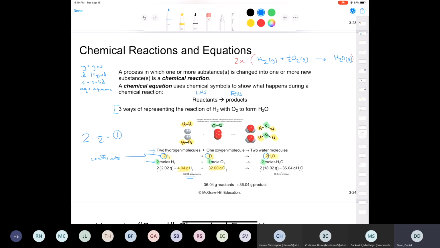Now look at water. The molar mass of water is 18.02, and we ended up with 2 moles of it. Look what we get. We get 36.04 grams of water. So the law of conservation of mass was obeyed, right? If we start out with 36.04 grams of reactants, we should end up with 36.04 grams of product.